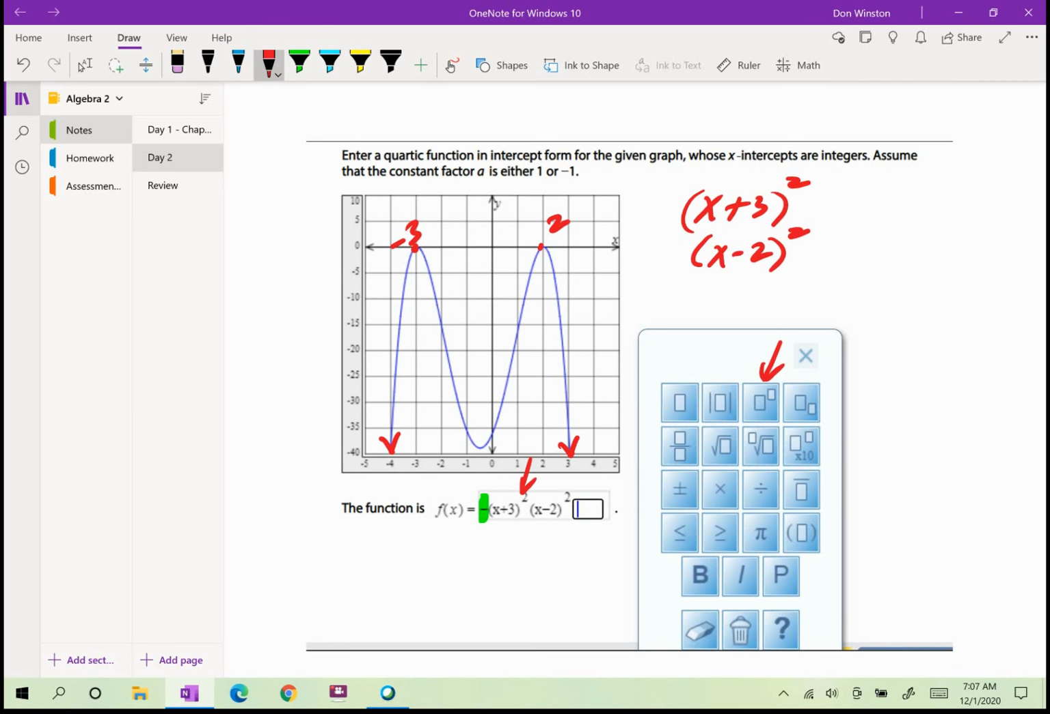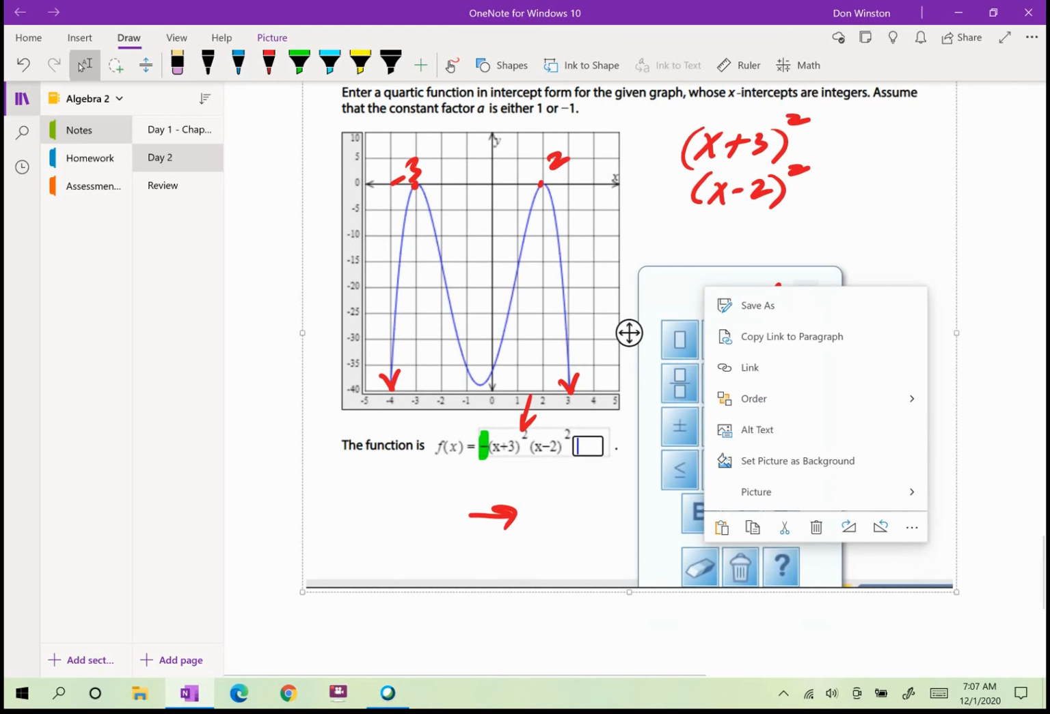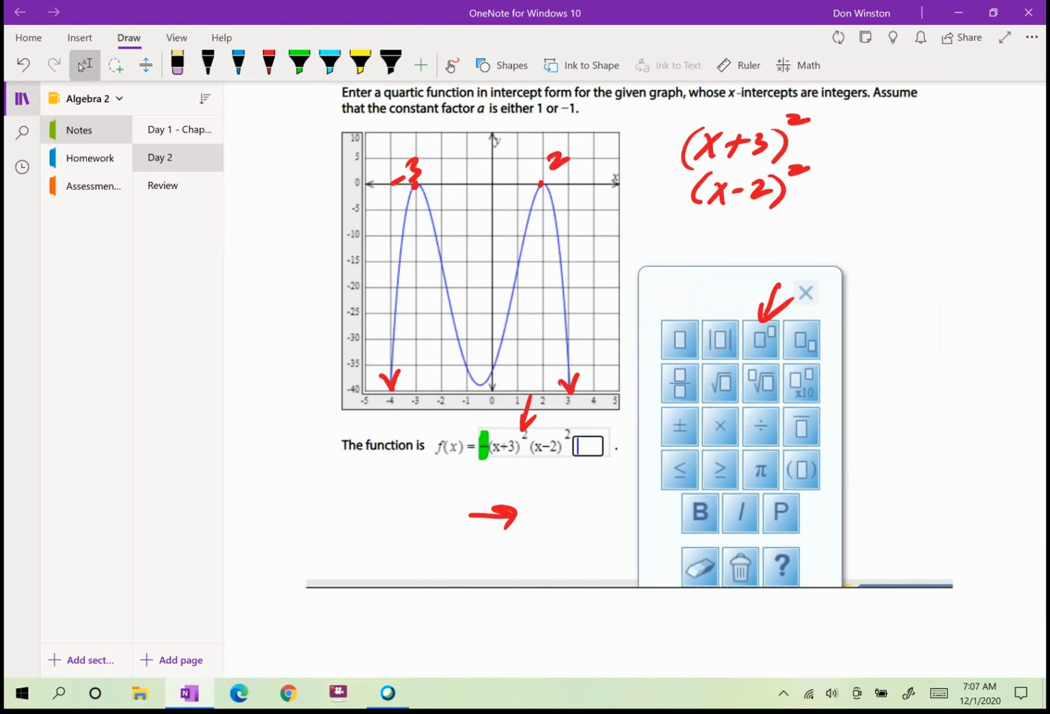So you would enter in x plus 3, and then you would press that and enter in 2, and then you'd move your arrow over on the keyboard, and then you would enter in x minus 2 in parentheses, and then you would click that again to get your exponent, and then you check your work. Okay, if you ever need to back out because you didn't do something correctly, just press the delete key, the trash icon, and that would delete everything inside of there.